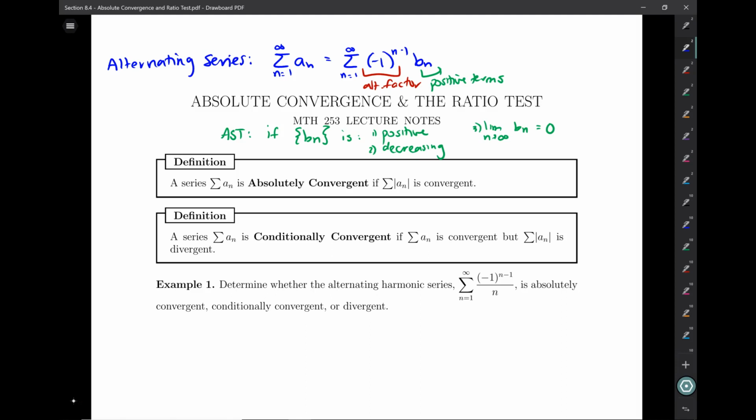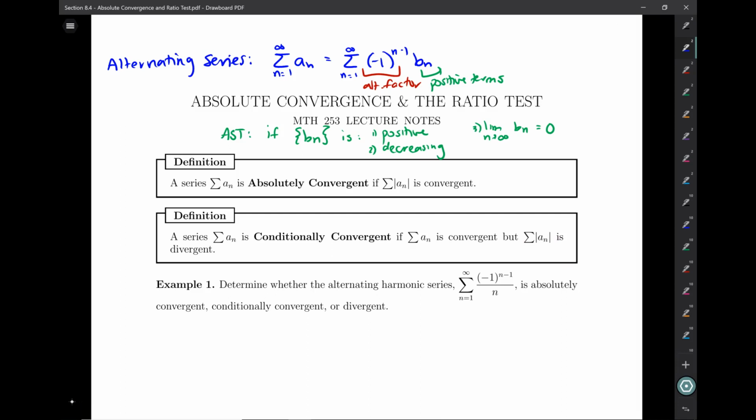Again, most of the time it's alternating, but it doesn't have to be. If we look at a series, then we say it's conditionally convergent if the series itself is convergent, but the absolute value is not convergent. If it's an alternating series, this would be like saying that the alternating one is convergent, but the non-alternating one, if I take away that alternating factor, would not end up being convergent.